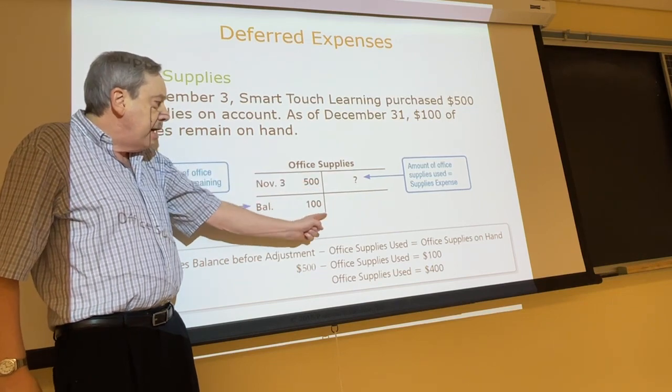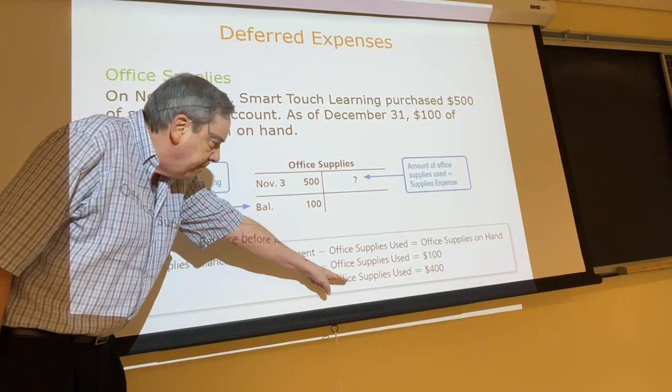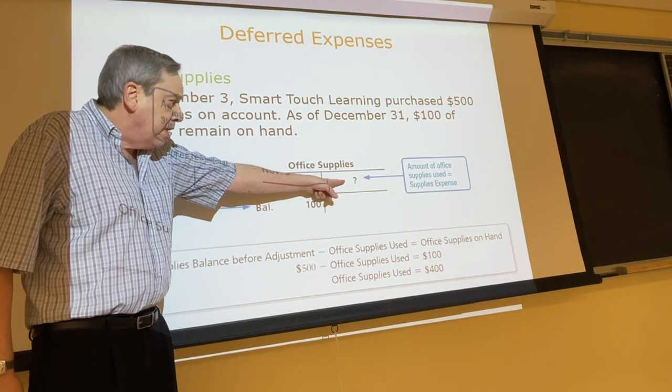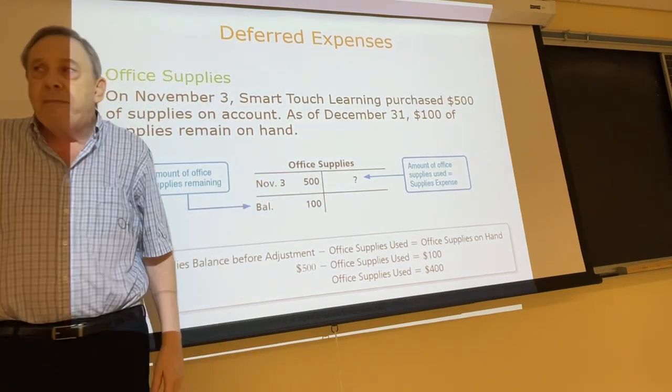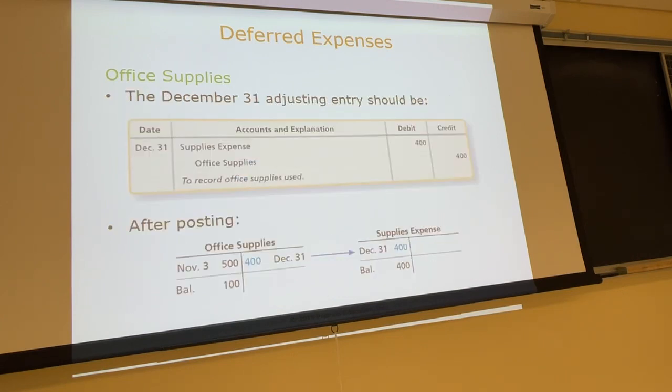It's not a big surprise, they show how to compute it down here, but you would determine that the credit entry that you have to put there for the amount of office supplies used up would actually be $400. So then looking at our adjusting journal entry on December 31st, we would debit supplies expense, $400. We would credit office supplies, which is an asset account on the balance sheet, for $400.